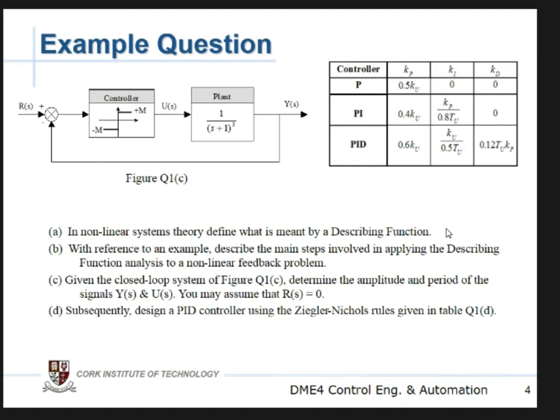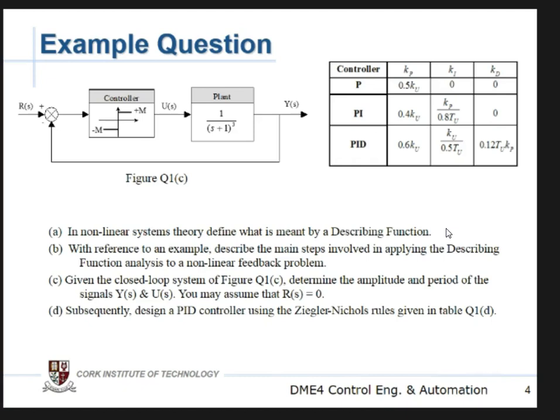So the two bits that I want to focus on today are the calculations associated with C and D, or I guess the analysis associated with parts C and D of that question. So given the closed loop system of figure question 1c, determine the amplitude and period of the signals y of s and u of s. And you may assume that the input r of s is 0.